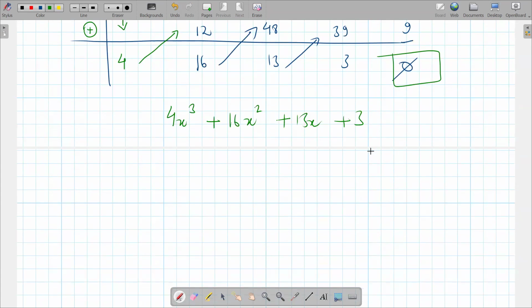We found possible values for the factor. So here, the possible values are going to be plus minus 1 and plus minus 3. I think minus 1 might work here. So let me try: plus 1 is not going to work, there's no way that's going to give us a 0. Let's try minus 1.